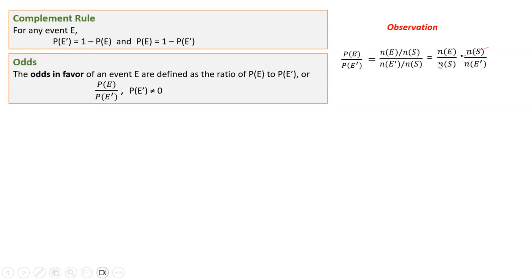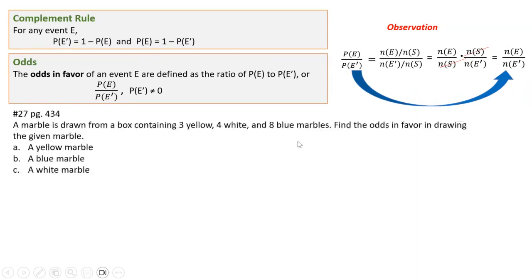The division becomes multiplication, so the second fraction, we flip it. It's going to be N of S over N of E. If you notice, they cancel. So this is what we get: N of E over N of not E. This is how we do the odds in favor. We went from here to there, and I showed you the proof. Now, why is that important?